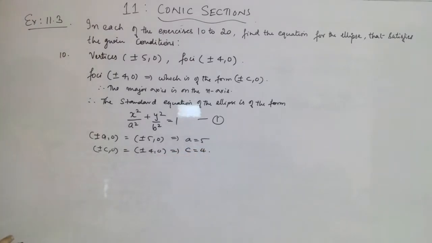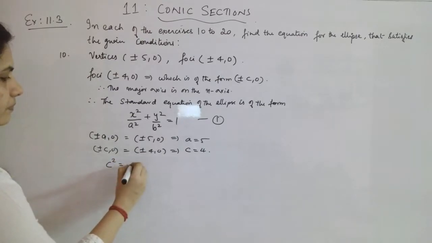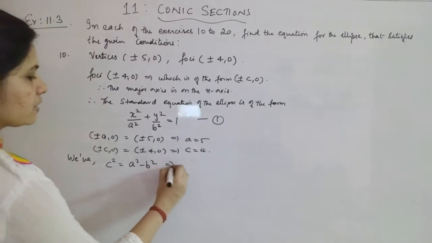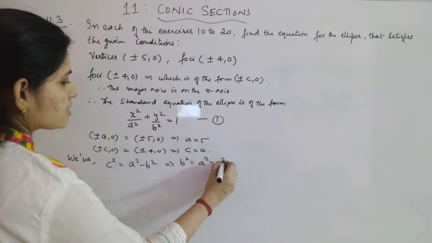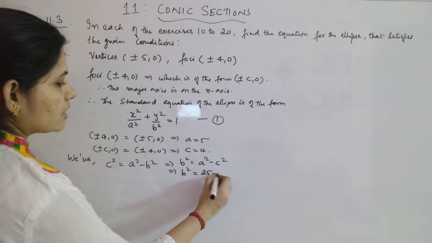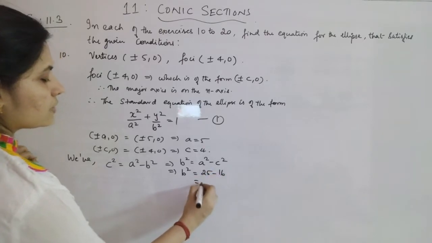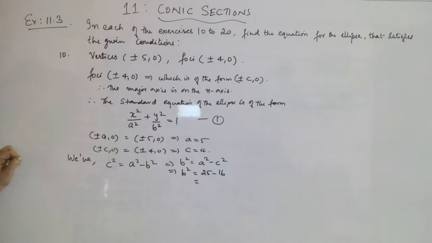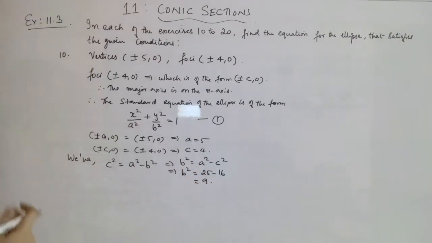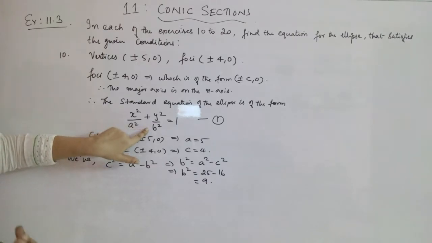Now you know the relation connecting all the three a, b, c, which is c square is equal to a square minus b square. For an ellipse you have the relation c square equal to a square minus b square. So from here you will get b square equal to a square minus c square. So b square is equal to 25 minus 16, which gives you 9. So b square is 9. And we need not find out what b is, because here we have to substitute the value of b square.